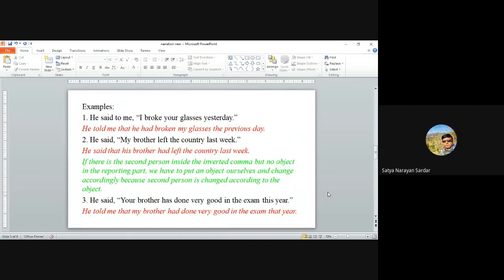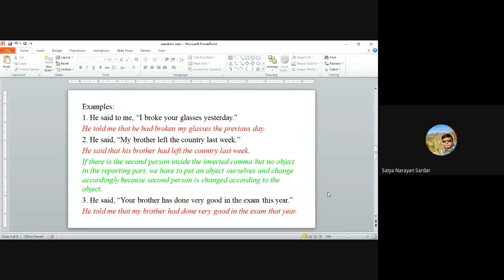He said to me, "I broke your glasses yesterday." Said to changes into told. He told me that I, first person subject, becomes he; broke, verb 2, becomes had plus verb 3: he had broken. Your, second person, changes according to the object, me, so my glasses. Yesterday changes into the previous day. So the answer is: he told me that he had broken my glasses the previous day.